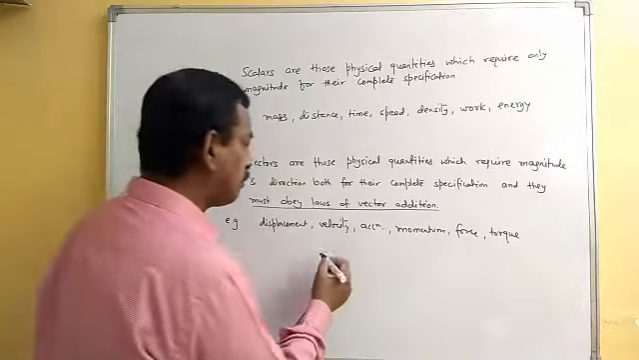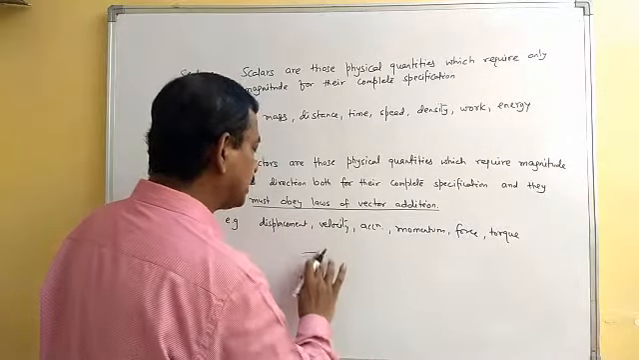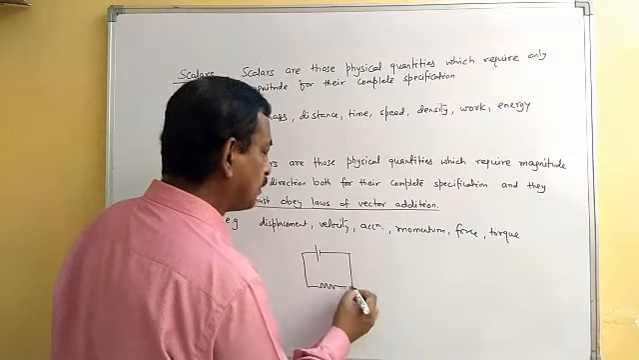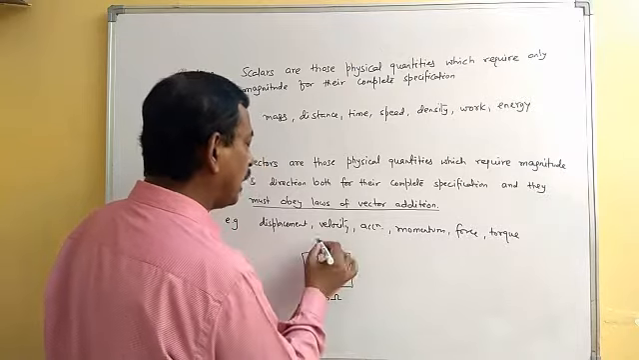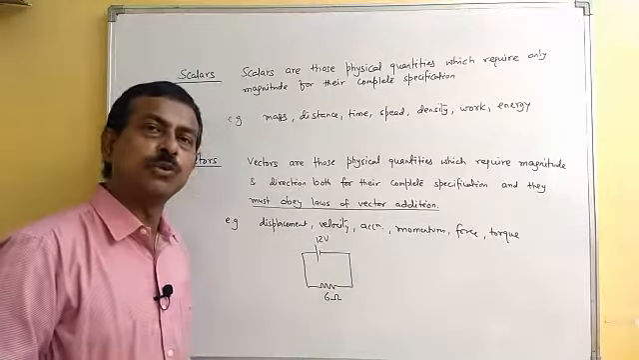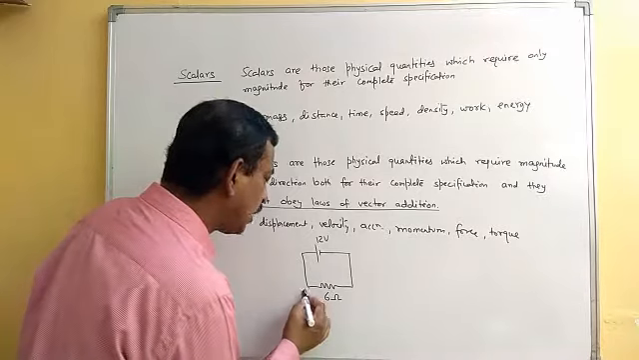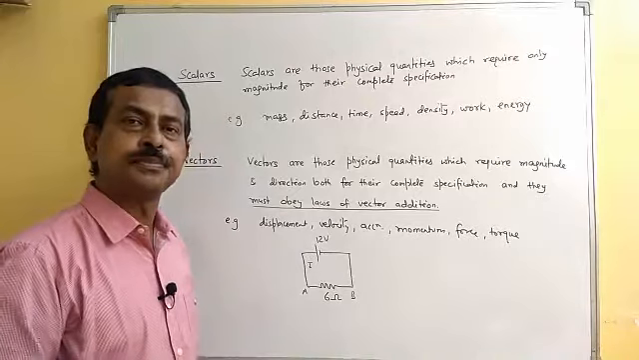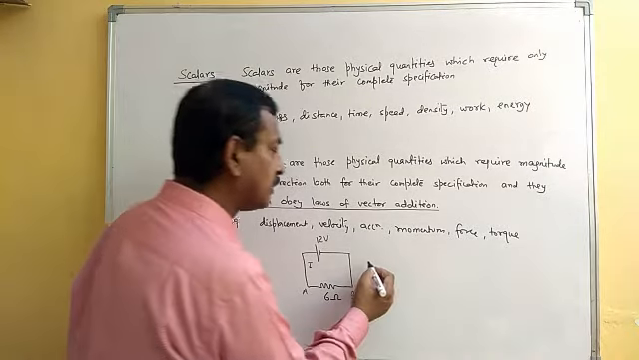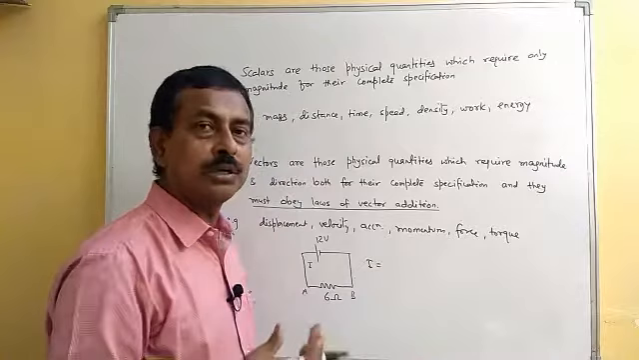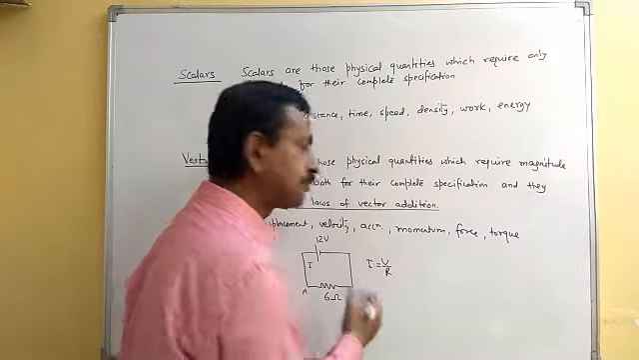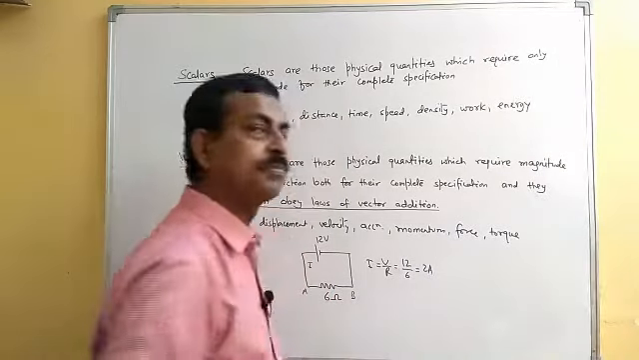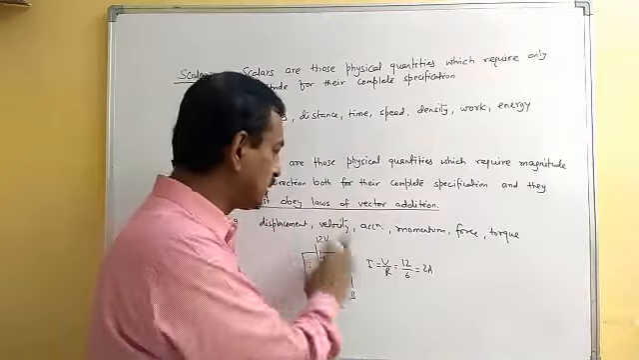Suppose we take one example, that we have a circuit where we have a resistance of 6 ohm connected to a source of 12 volt, and these are the points, say A and B. It is asked what the current in the circuit is. From Ohm's law, I is equal to V by R, so it will be 12 by 6, that is 2 ampere. So 2 ampere will be the current in this circuit.